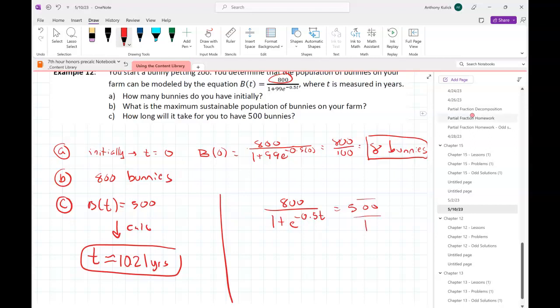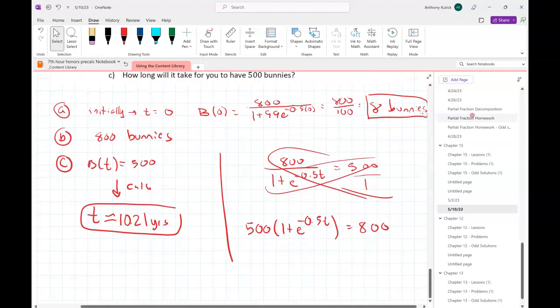So whether you think about that as multiplying both sides by 1 plus e to the negative 0.5t or doing cross multiplying or whatever, that's fine. Either way of thinking about it is okay. I'm going to think about it like a cross multiplication problem, but what Joe said was exactly the same thing. So that gives us this.